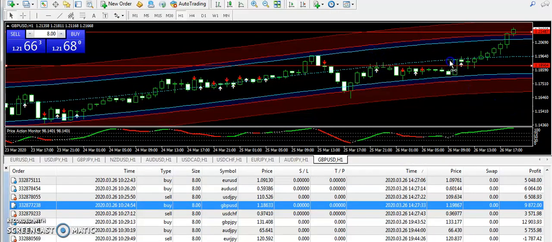And you can see this candle was closed above the entry. Perfect time to enter a buy position into Great Britain Pound USD, and then the market hit the target price with no problem. So the result is on the screen.